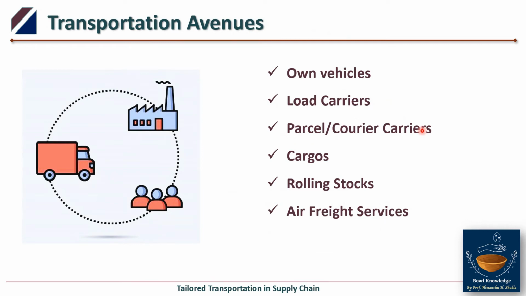So what are the various transportation avenues available? Big industries have their own vehicles for transit. So they deliver their own product if the product volume is high. Then there are load carrier third party service providers available, as we know that there are transport carrier companies or agencies. Then there are parcel or courier carriers. Then there are cargoes. Then there are rolling stocks, that is transportation through railway, and there are air freight services. So these are the various transportation avenues available to carry out the material transit in the supply chain.